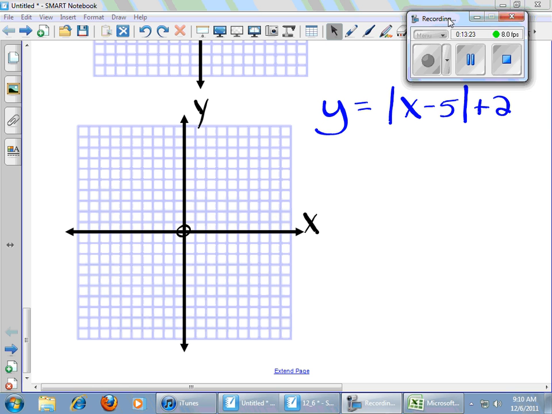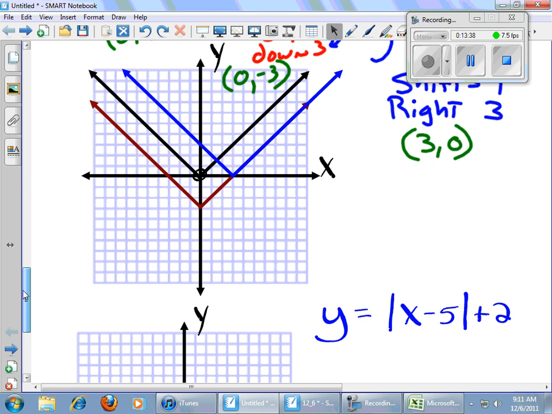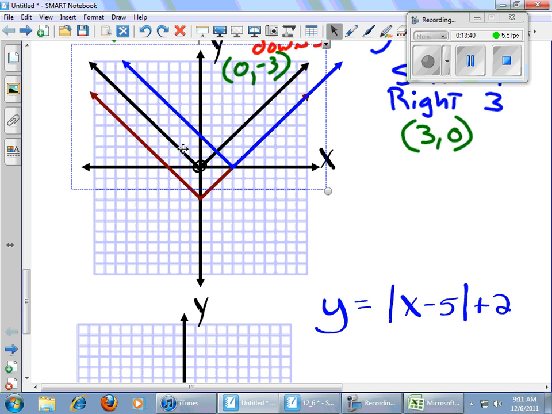Okay, I'm back. So let's look at an example like this where we have y equals the absolute value of x minus 5 plus 2. Now, this is going to start off exactly like the other ones.